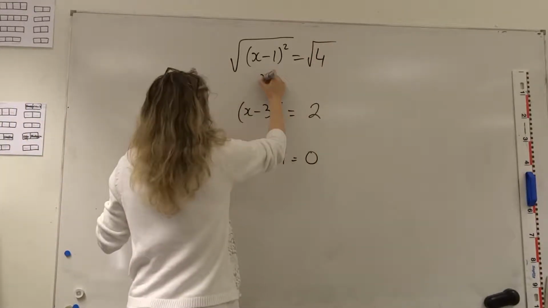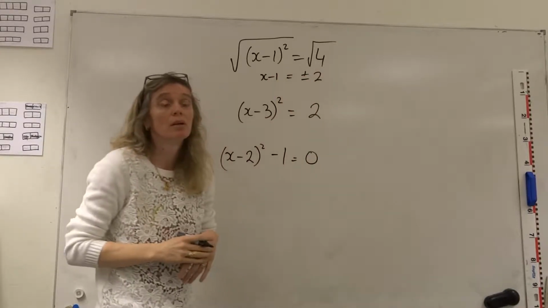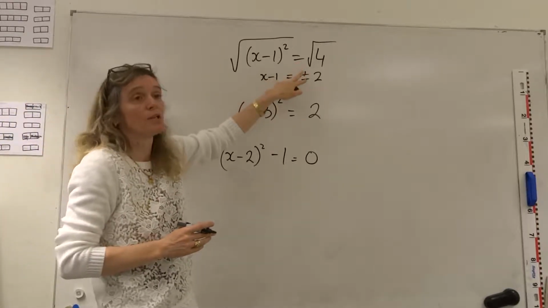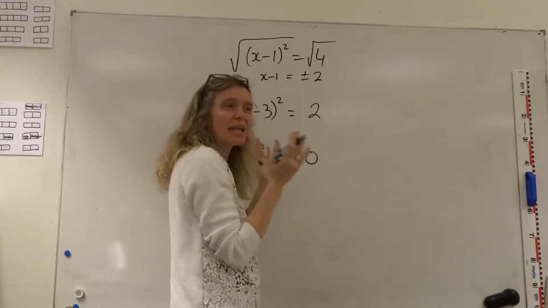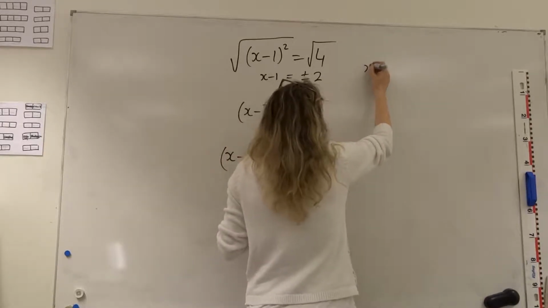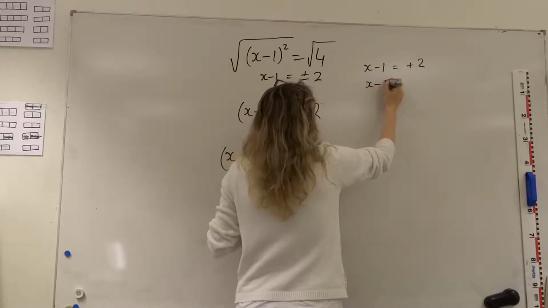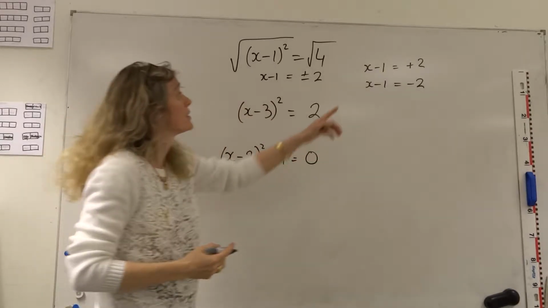Well, then we get that x - 1 equals plus or minus 2. The square root of 4, when we've got x terms, in algebraic terms, is always plus or minus. So we know that, and we have to think of that as being two separate equations. We get x - 1 equals +2, and x - 1 equals -2. And this is going to give us two answers.